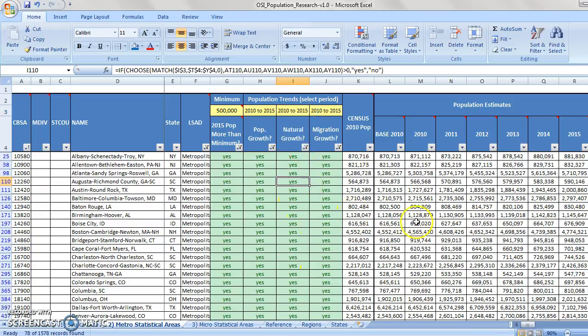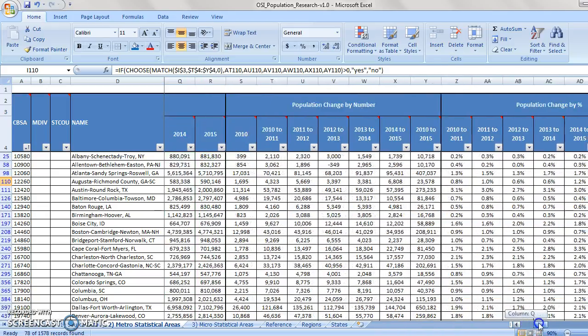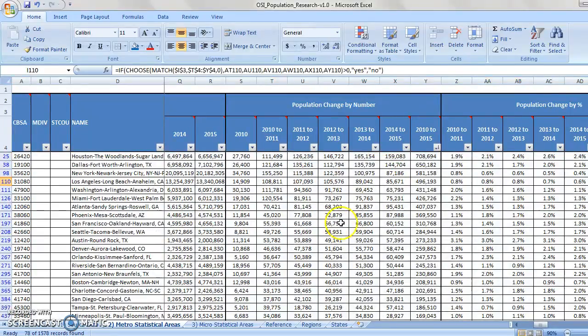So once I have this list, I can then start to play with the data. I can sort it in any way I want. Every one of these column headers can be sorted by clicking this arrow. So if I say population change by number, if I want to sort this by the markets that had the biggest increase in population change, I could do that. So in the 2010 to 2015 period, Houston had the largest population change by number, followed by Dallas, then New York.